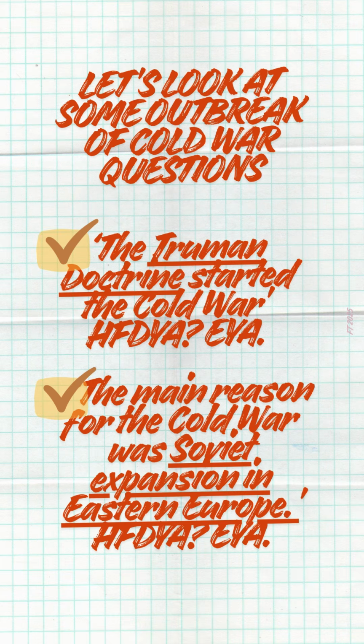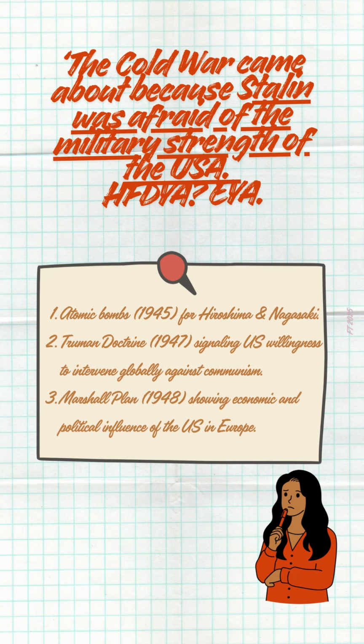We have now looked at how to address the Truman Doctrine and Soviet expansion in Eastern Europe. What if the question is, Stalin was afraid of the military strength of the United States? What examples come to mind? Here are some suggestions for you to consider.